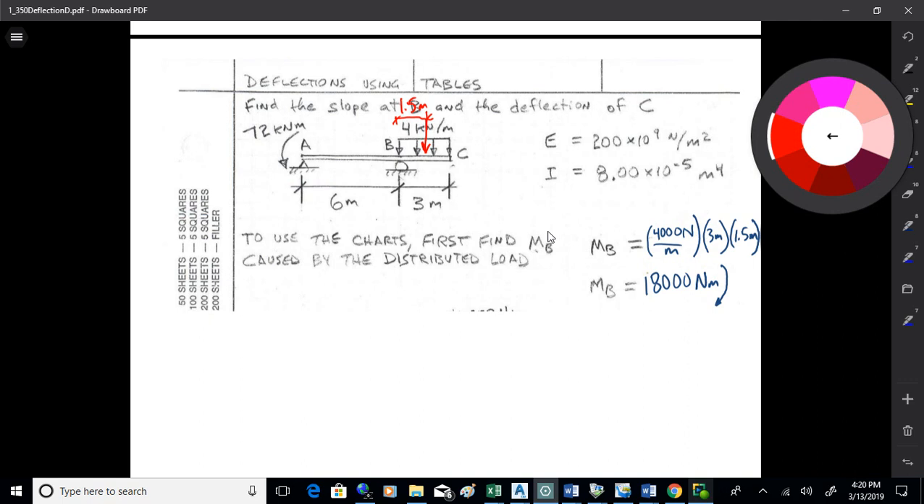So that's going to cause a moment about B of 4,000 newtons per meter, which is the 4 kilonewtons per meter, times the 3 meters, which is the span over which it acts. So that'll get me 12,000 newtons pushing down, and that'll go through the centroid of that rectangular loading diagram, which is half of 3. It's 1.5 meters over. So that gets me 18,000 newton meters clockwise about B. Okay? So that's the moment that that overhang turns in at B.